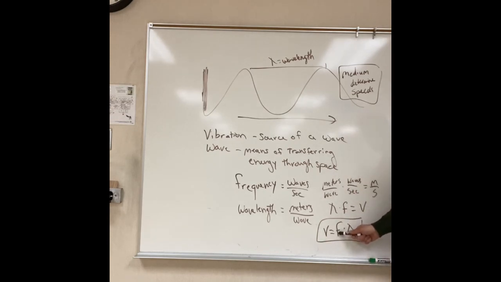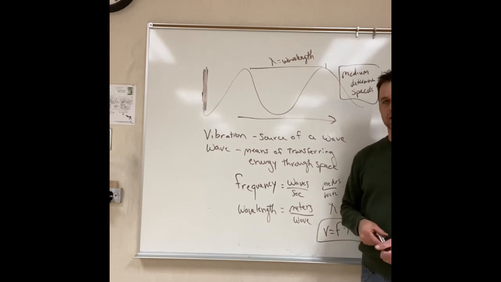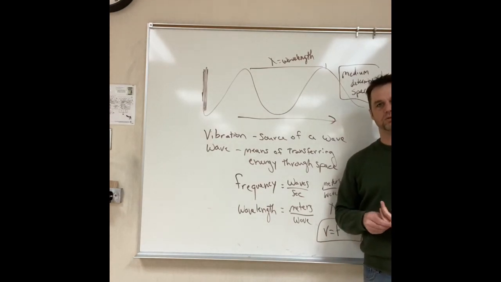But the frequency generally goes up and the wavelength goes down, or the frequency goes down and the wavelength goes up, and you usually get the same speed. We're going to be talking about sound, and the speed of sound in air is 343 meters per second if it's about 20 degrees Celsius outside.